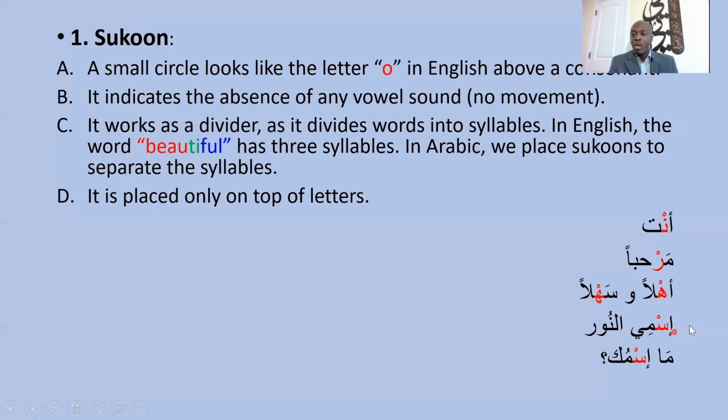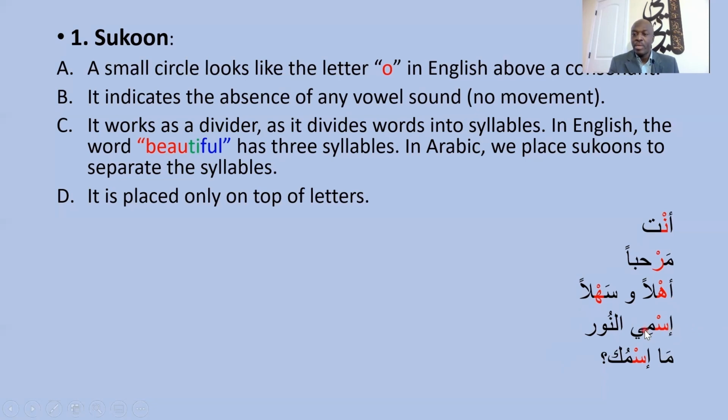Okay, moving to ismi and Nur. My name is ismi. Ism is name, and the ending, me, is the possessive: my name is Nur. As you can see, there are two syllables here: is, me, and Nur. We cannot put a sukoon on An-Nur because it is only one word, one syllable. But in ismi, we do. Anta. Marhaba. Ahlan wa sahlan.